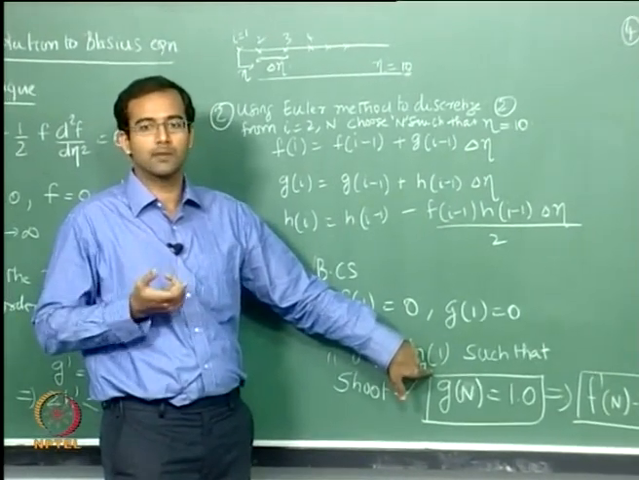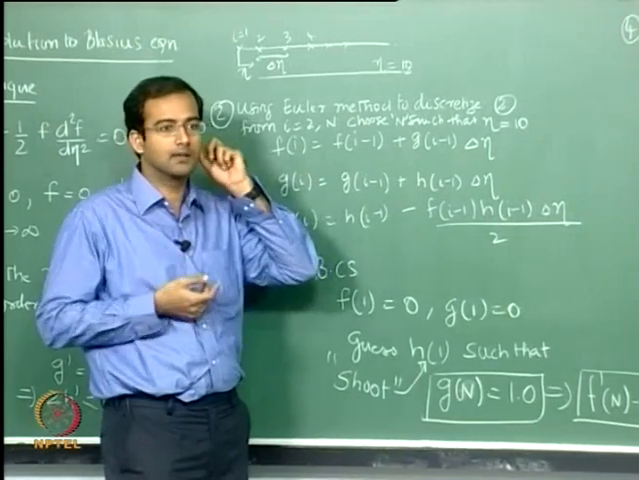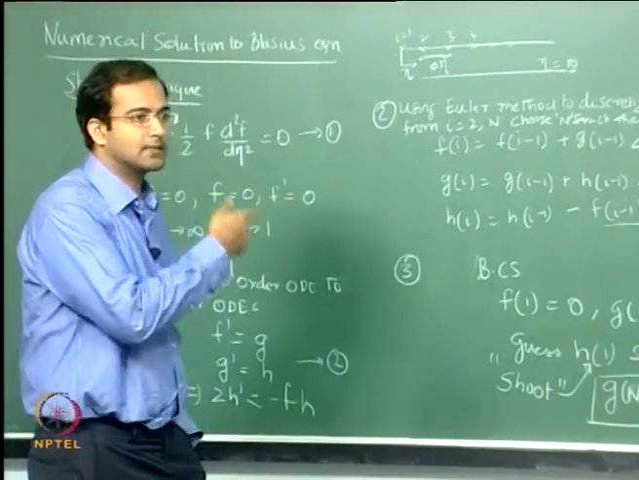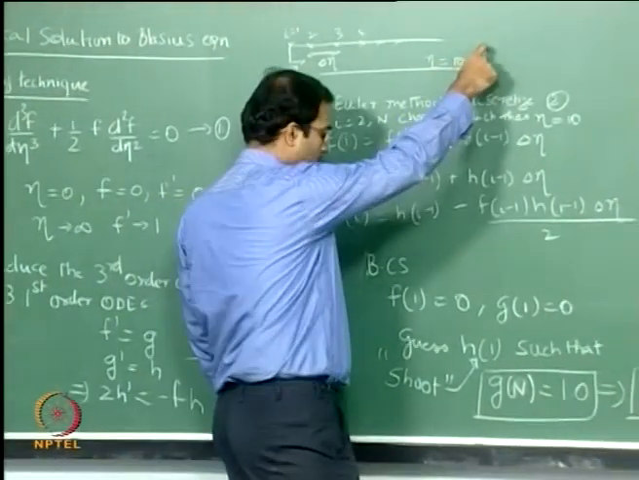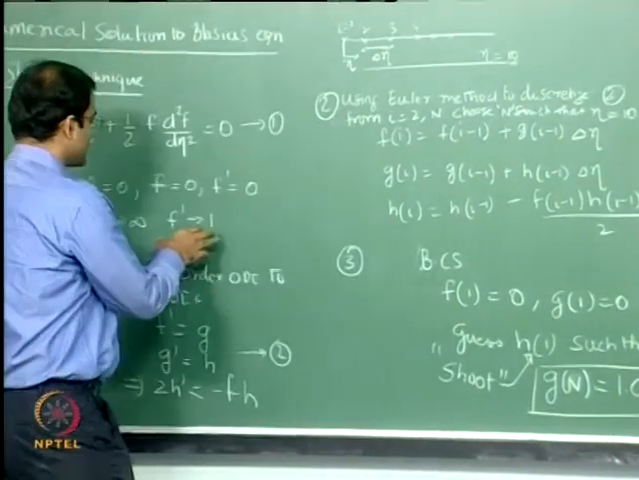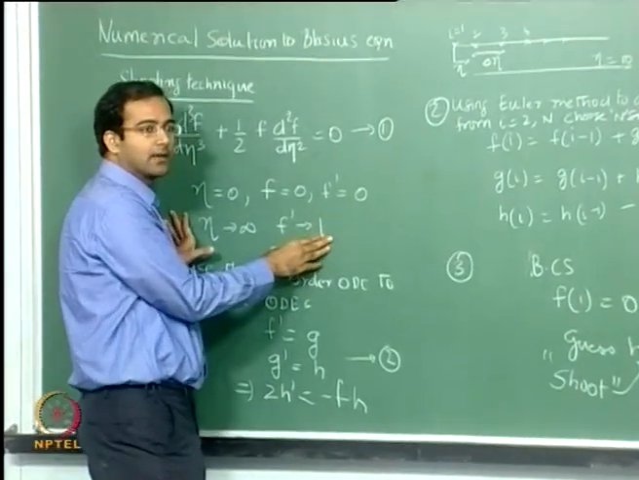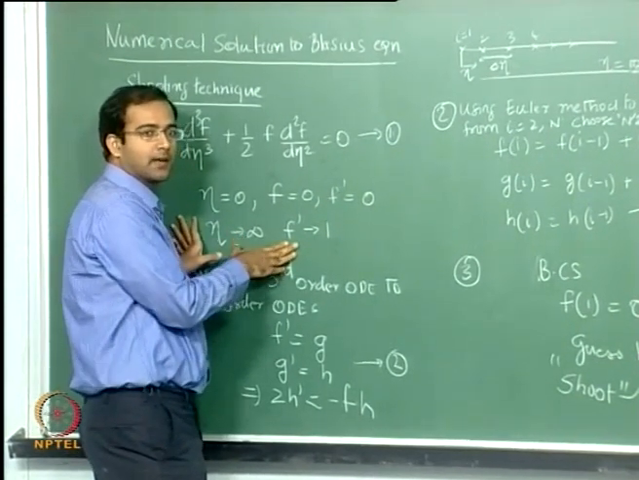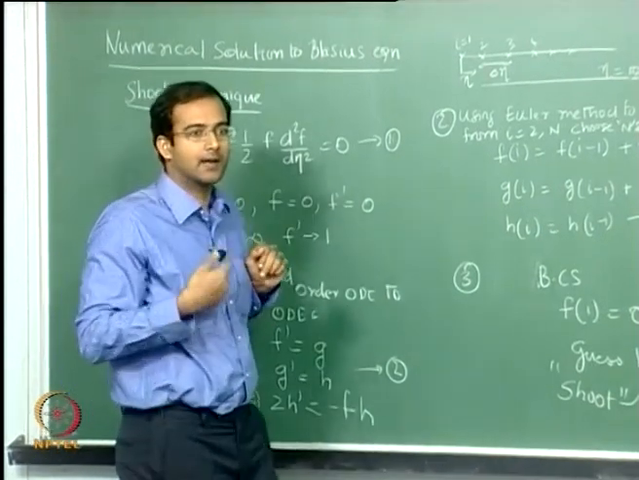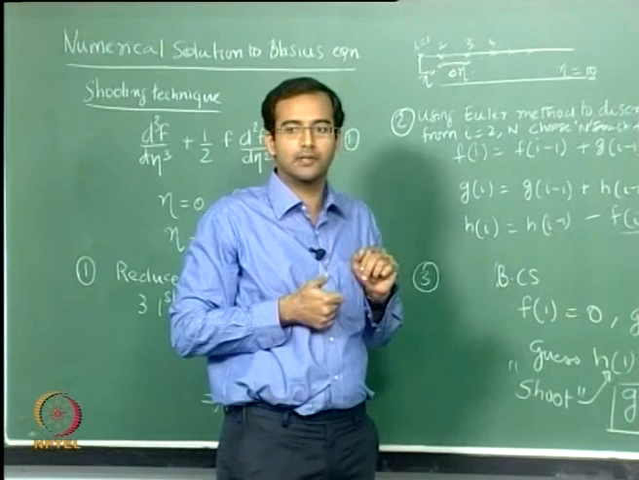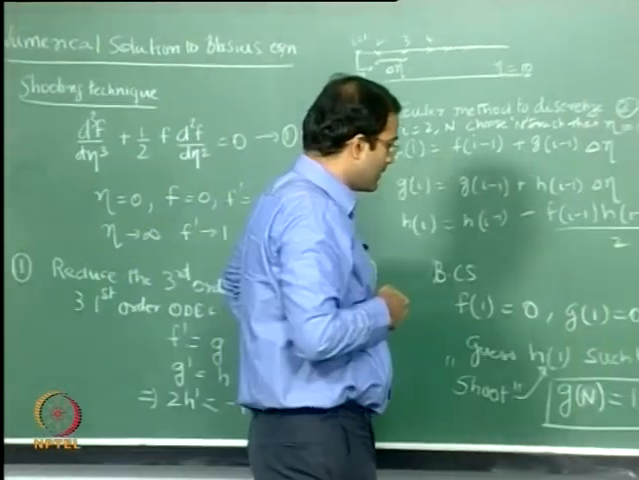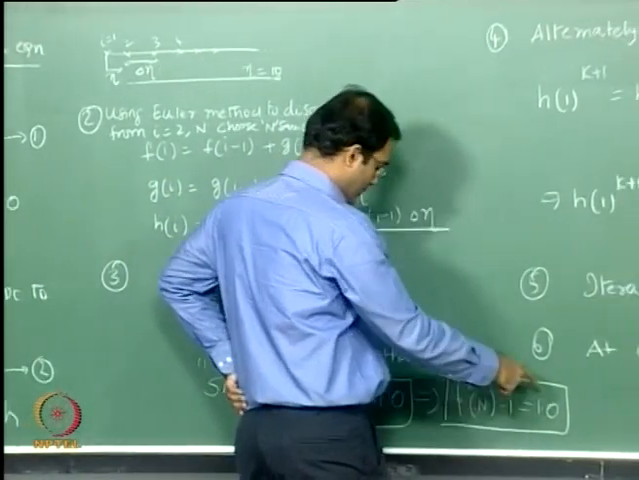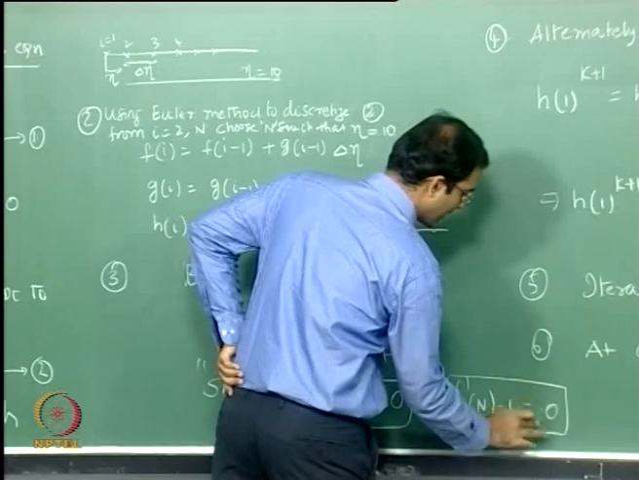So this is why it's called a shooting method. You just do it by guesswork. You keep shooting values of h1 and make sure that when you get the solution finally at the nth point, the other boundary condition, which is the third boundary condition, is automatically satisfied. If your guess for h is correct, then this should satisfy this particular boundary condition. If not, you have to keep on doing this again and again till you land up with the correct value of h which satisfies that boundary condition. So g of n equal to 1 means f prime of n minus 1 should be equal to 0.